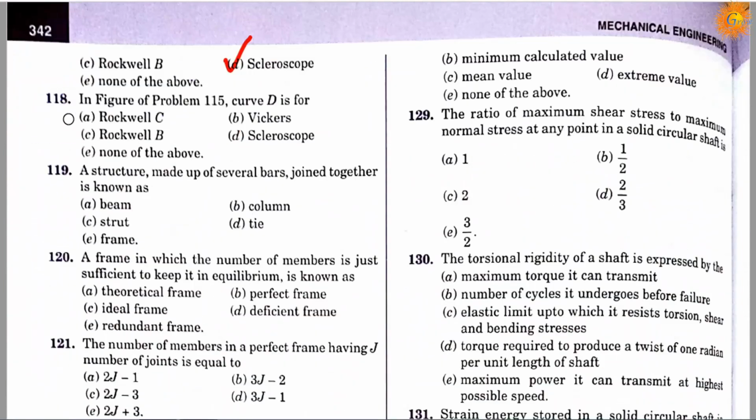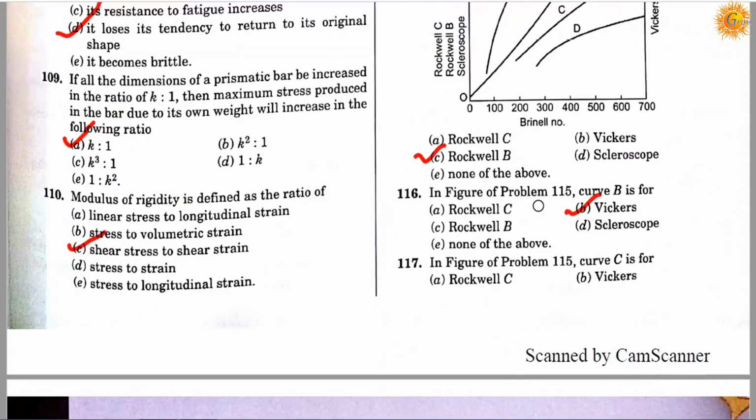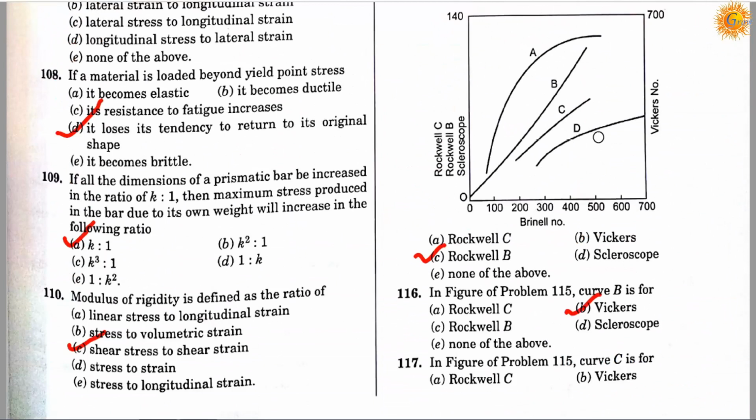Question number 118. In the figure of problem 115, curve D is for option A is a Rockwell C, option B is Vickers, option C is Rockwell B, option D is a scleroscope, option E is none of the above. Correct answer is A. It's a Rockwell C. Curve D belongs to Rockwell C.